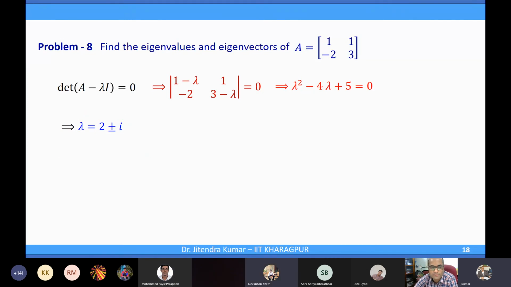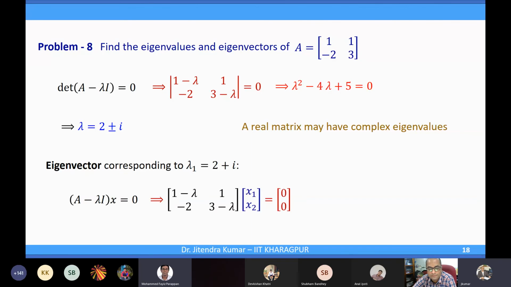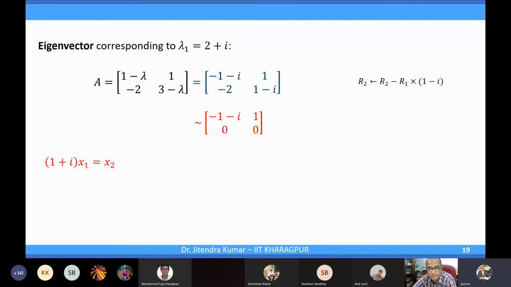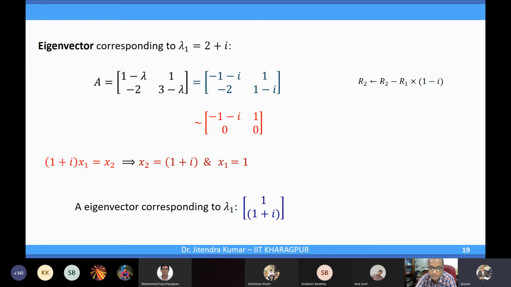Okay. So 2 plus minus I. You will get the complex roots of this equation. So corresponding to 2 plus I, we will get 1 minus I, 2. So corresponding to this lambda 1, you get 1, 1 plus I. This is what you got, right? Yes, sir. Very good. So corresponding to lambda 1, which is 2 plus I, you are getting the eigenvector 1 and 1 plus I.